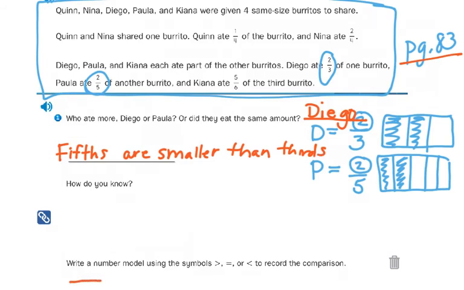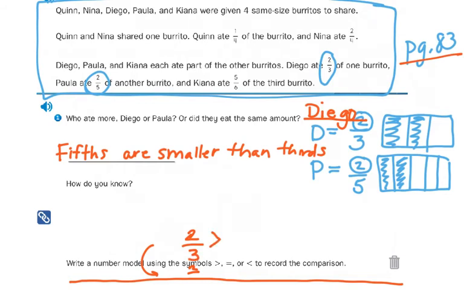Now you have a line down here that says write a number model using the symbols greater than, equal, or less than to record your comparisons. So let's go ahead and write down Diego's 2/3. I'm going to write mine up above. You write yours down on your line though. 2/3 is greater than 2/5.